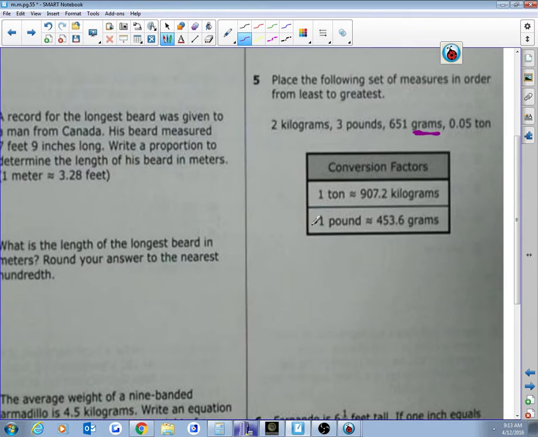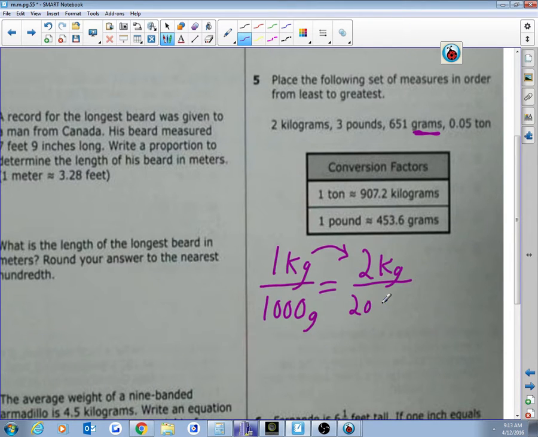So let's start by turning 2 kilograms into grams. I know for every 1 kilogram, that's 1,000 grams. Kilo means 1,000. So if 1 kilogram is 1,000 grams, and we want to know for 2 kilograms, that's going to be times 2, 2,000 grams. You probably didn't need to write that down. You probably could have done that in your head. 2,000 grams.